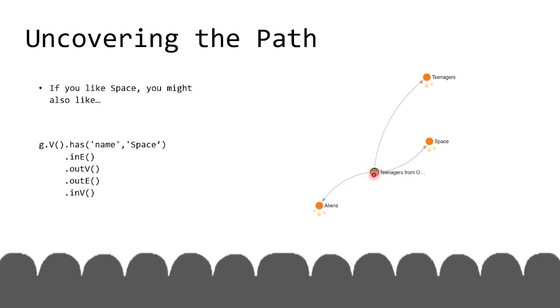Does teenagers from outer space go out or in for the other themes? Well, it's going out, so that's why we do an outE. Then we go to inV. So that final inV takes us to aliens, space, and teenagers. So if you like space, you might also still like space. But you also may like movies that include teenagers or that may include aliens.